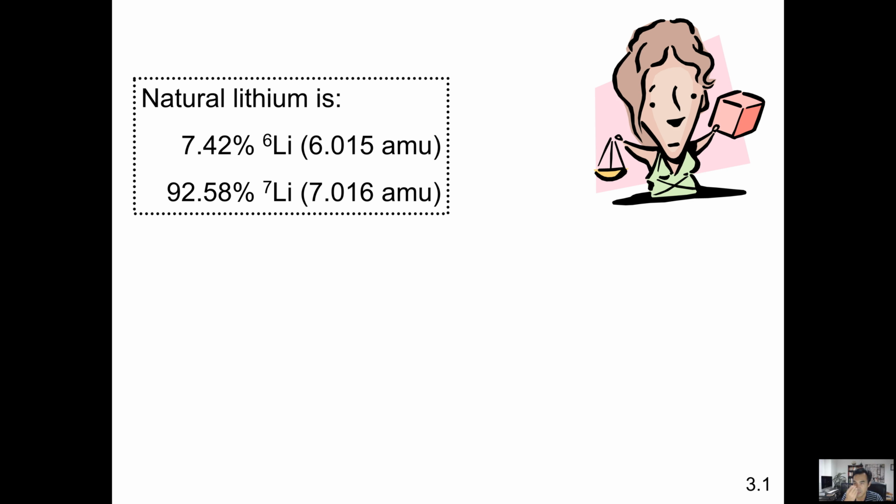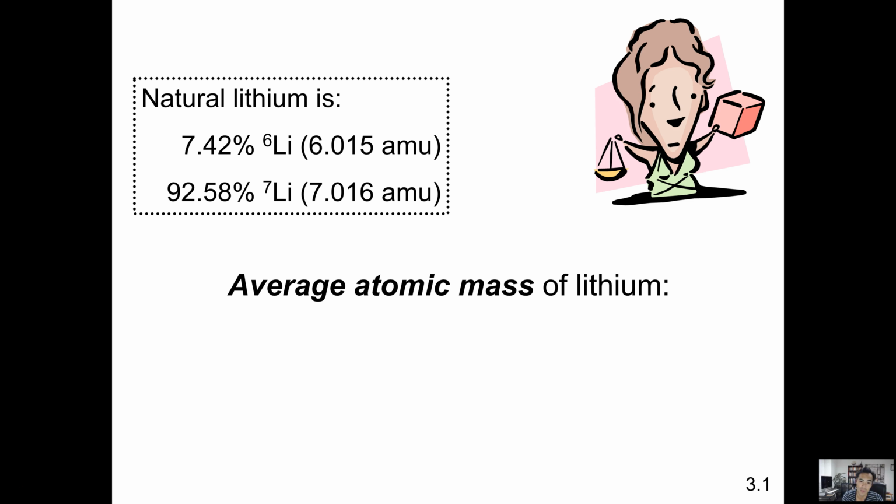Now let's talk about an example like lithium. Lithium exists as isotopes, basically meaning that you can find different forms of lithium. In nature, there's a 7.42% composition of lithium-6, which has 6.015 atomic mass units, while lithium-7 has 7.016 and makes up about 92%. So most likely you'll find lithium-7 in the world.